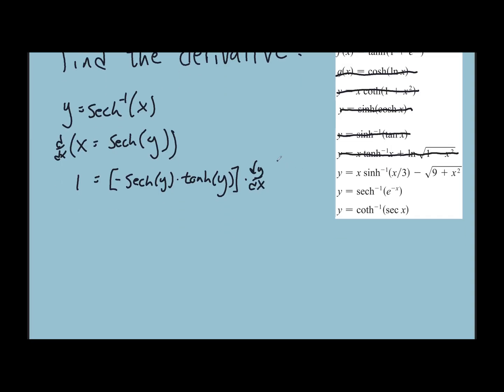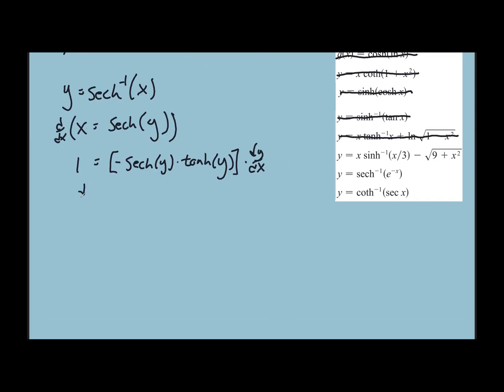So all I have to do to find dy/dx is divide that out. So I can say dy/dx, which of course is what I'm looking for, is equal to 1 over, and I'll put the negative up top, hyperbolic secant of y and hyperbolic tangent of y. But we're looking for things in terms of x, not in terms of y. Well, I have good news for you. We already know what x is.